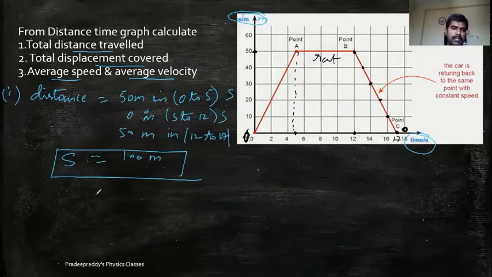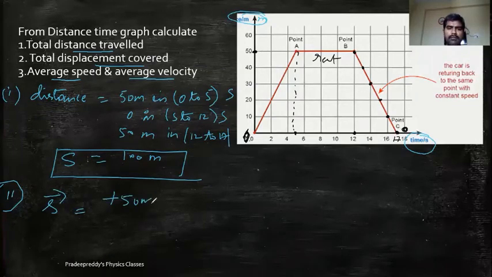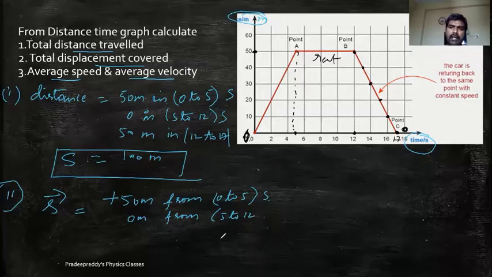Next, number 2, you are supposed to find out displacement. Displacement is equal to, see, from 0 to 5 second, it is having a displacement of plus 50 meter. Next, 0 meter from 5 second to 12 second. Next, again from 12 second to 17 second, it is having a displacement of minus 50 meter.